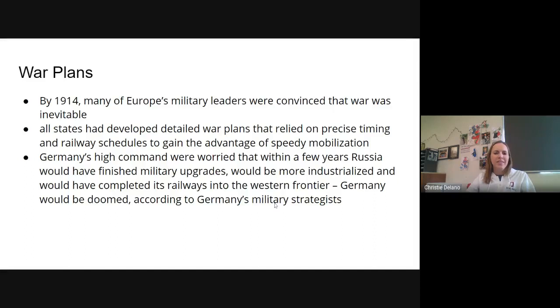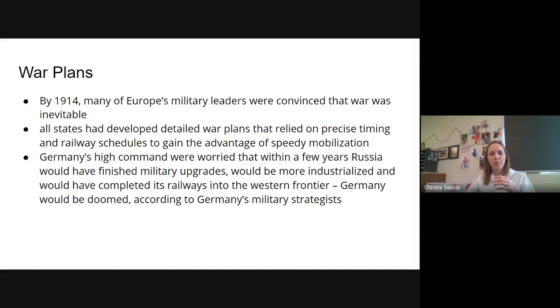And so what states did is they all developed war plans. And they built their war plans on timing, on railway schedules, right? How are we going to move mass amounts of people and war material quickly? And so ultimately speaking, Germany had a number of concerns, largely related to Russia, because as you know, they share an eastern border with Russia.